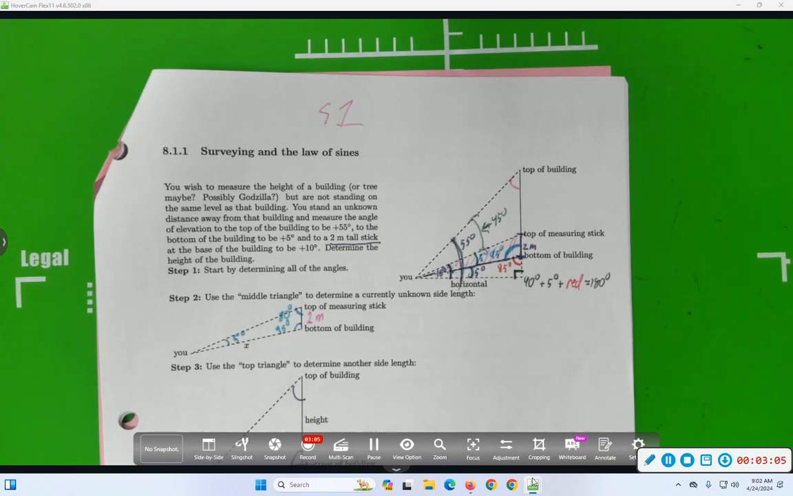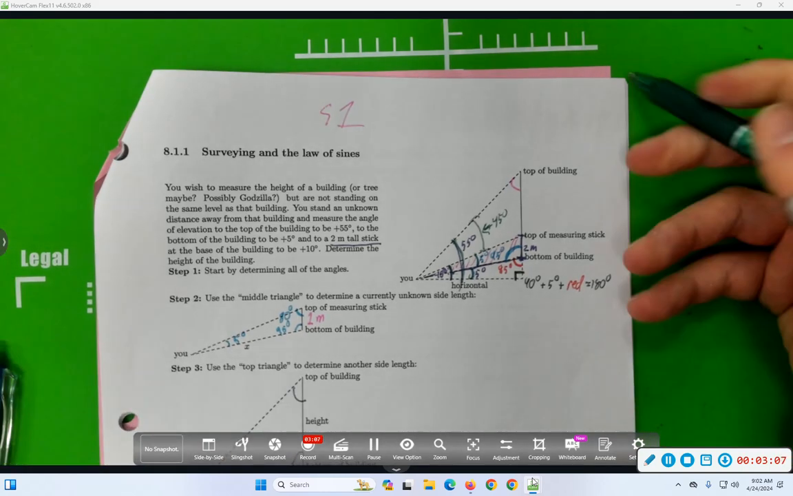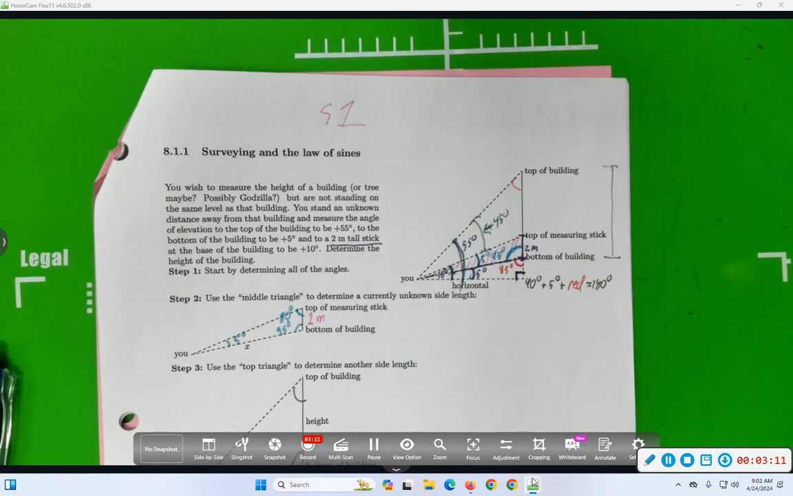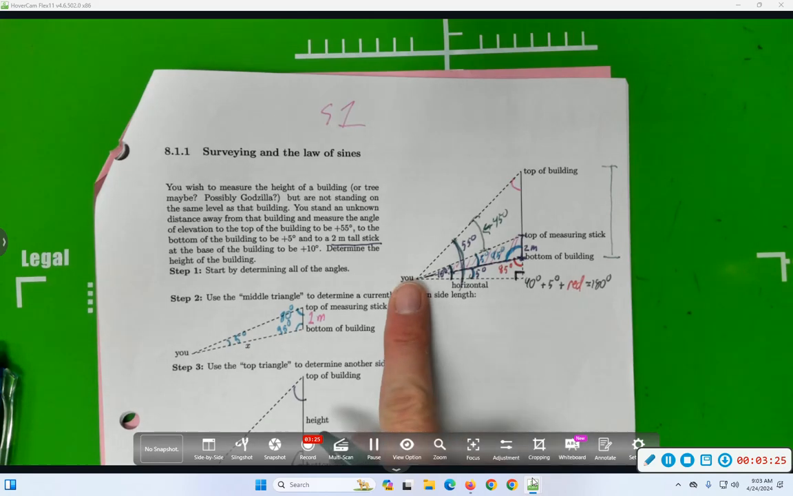So here was the setup. There was some tall object we wanted to determine the height of. But I don't have a tape measure that's tall enough to measure the height of a building. So what did I do instead? I had someone stand next to the building with a 2-meter stick. I stood some distance away. I didn't bother measuring how far away because it was hard to measure, because the building's on a hill or something. And I measured some angles.